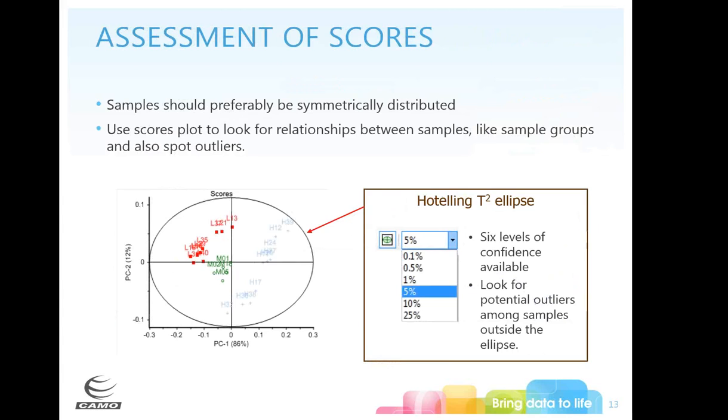We always want to take a look at the scores. Just like in any other data, we want our scores to kind of be symmetrically distributed, and you use it to look for samples, relationships between samples like groups or outliers.